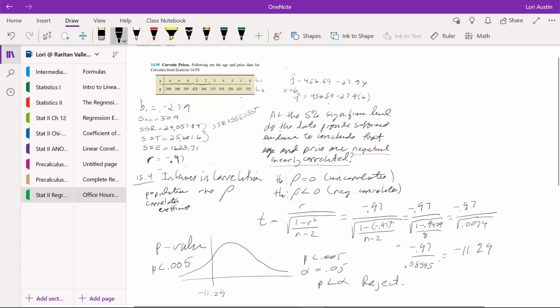And again, we would say, of course, at the 5% significance level, since we're rejecting the null, the data do provide sufficient evidence to conclude that the age and the price of Corvettes are negatively linearly correlated, meaning as the age goes up, the price goes down.